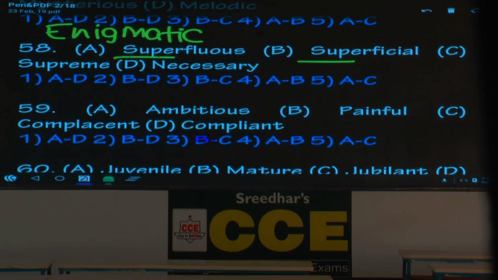Now these two are related or not related? Related. What is the third word? Supreme. Supreme means what? Something the best, the ultimate, the highest. Write all these words. The best, the highest, the ultimate.